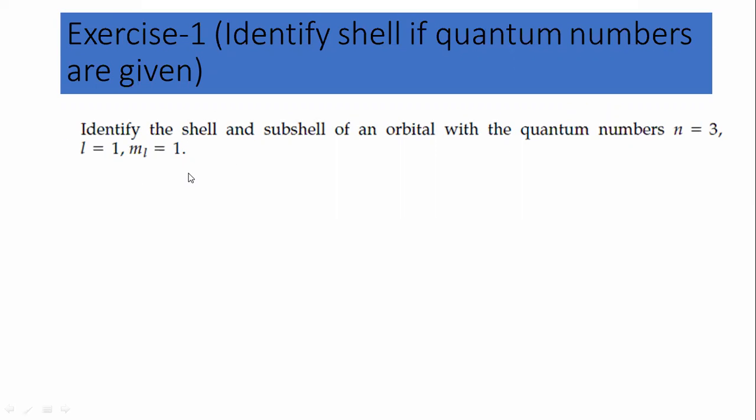Identify the shell, and the shell we have already studied before. One is the shell, the other one is the subshell, and then we discussed the orbitals. And this is the information given over here. So here the value of n is 3, the value of L is 1, and the value of ML is 1. So this is the principal quantum number, L is the angular quantum number, and this is the magnetic quantum number. So these are the three quantum numbers we have studied, and now we are going to designate what this shell is.